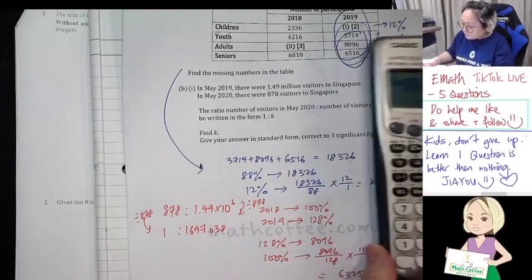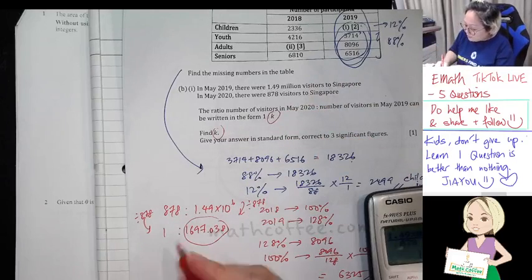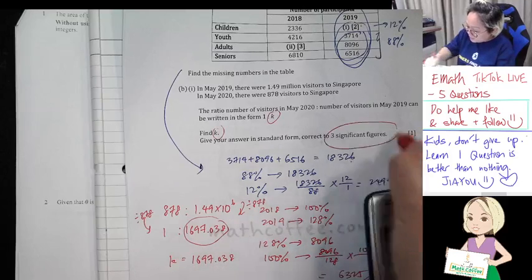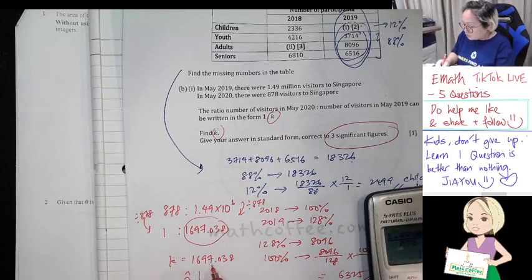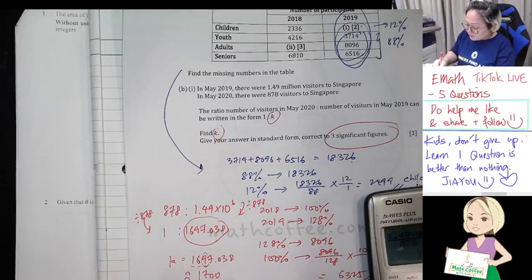1:1697.038. And they tell us that the k, which is this one, my k is equal to 1:1697.038, round off to 3SF. 3SF is 1, 2, 3. So I need to change this number. But this 9 already maxed out. 7 tells me this one is going to go up. So it will be 1700. Then after that, this is 3SF. But because I need to change it to standard form, it should be 1.70 times 10 to the power of 3. 3SF. Done.